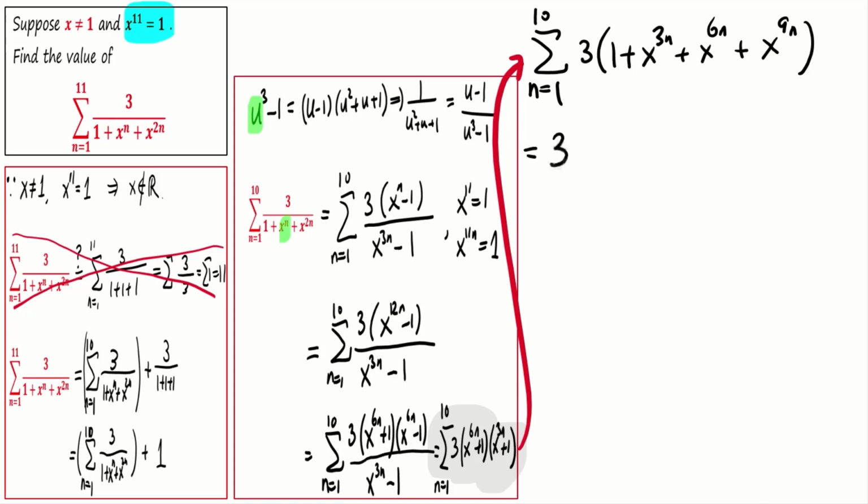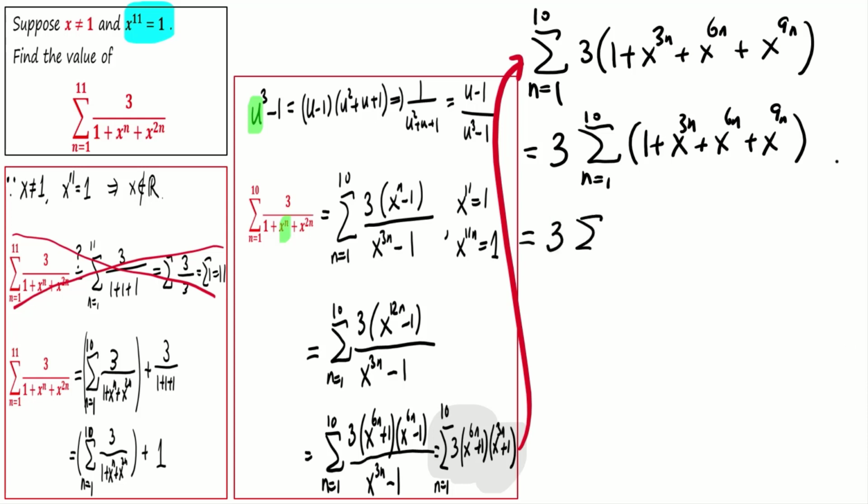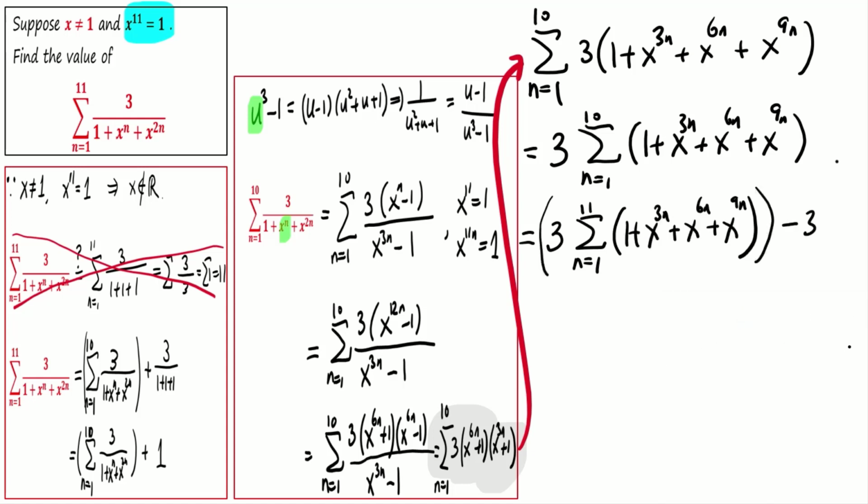We can take out the 3, and this is the summation, n equals 1 to 10, of 1 plus x^(3n) plus x^(6n) plus x^(9n). Instead of the summation from n equals 1 to 10, we change it to the summation from n equals 1 to 11. And of course, we need to subtract 3 times 4, that is 12 here.